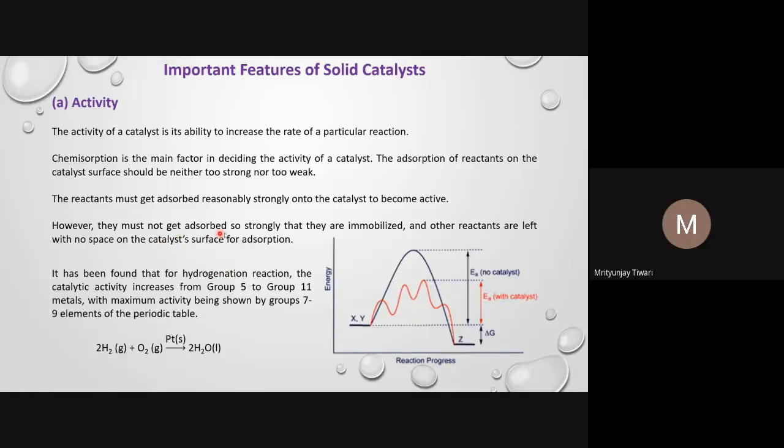But they must not get adsorbed so strongly that they are immobilized. What is important to note is that if a particular bond is broken completely, and these molecules are now chemisorbed on the surface, they will be permanently attached to that surface, and this process will not be a catalytic process, because for a reaction to be catalytic, the catalyst should be regenerated after a reaction. If the chemical bond is too strong, the catalyst surface will not be regenerated.